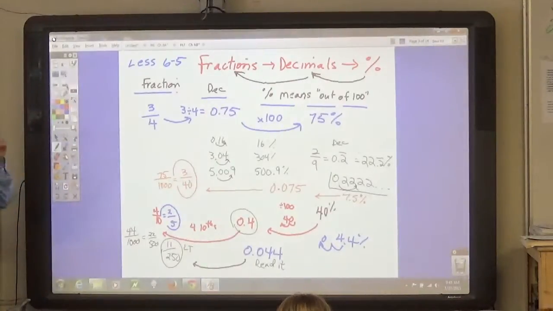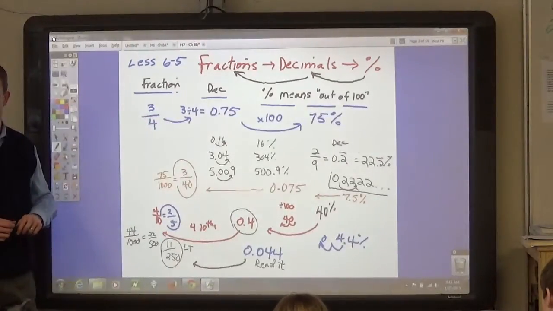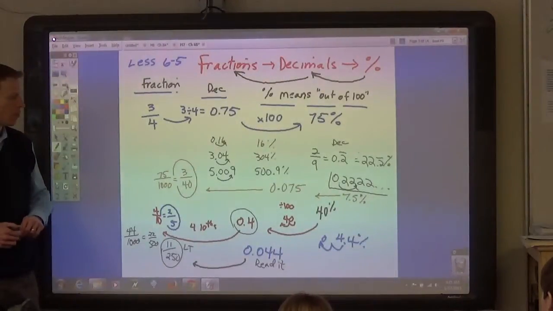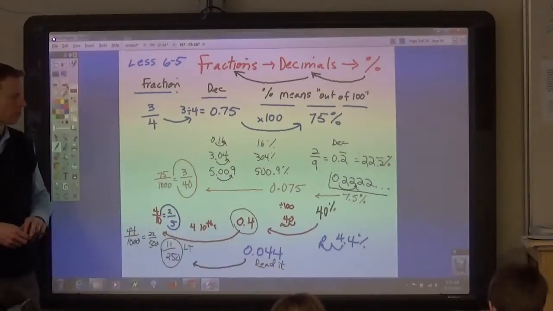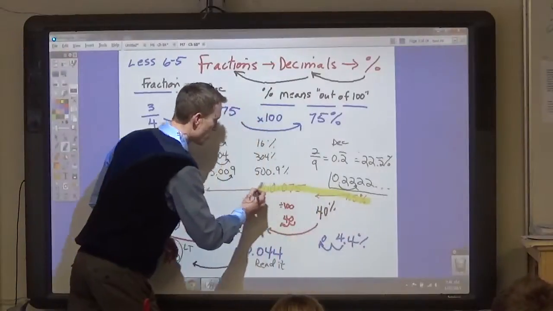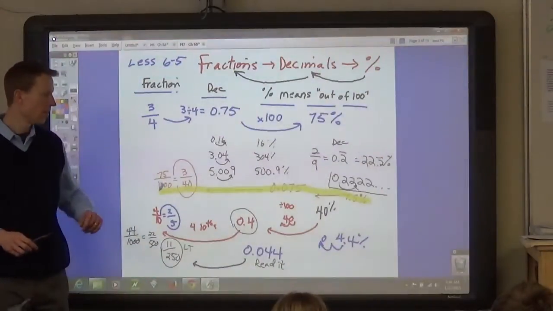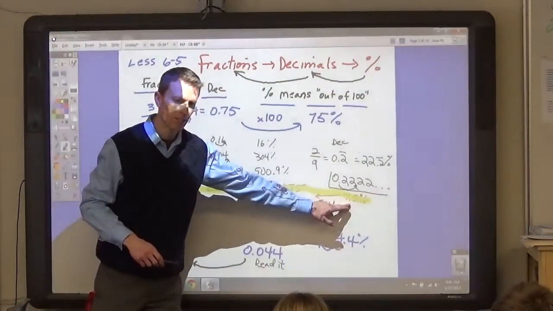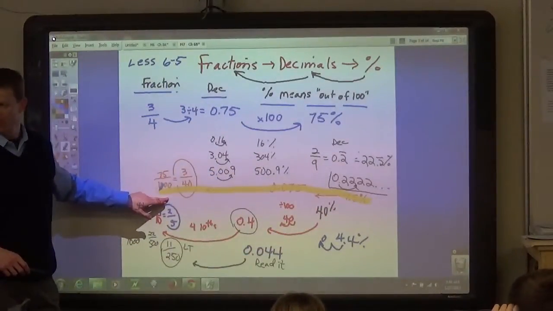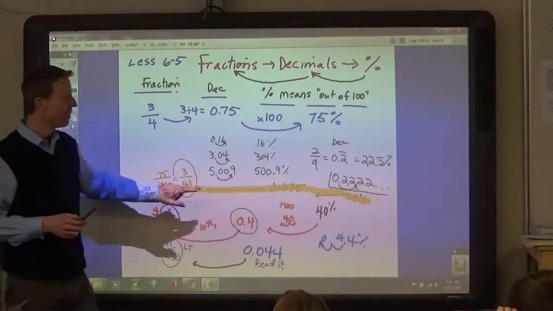Now, what about a decimal to a fraction? Let's take a look at this example. 7.5%. How would we convert that from a percent to a decimal and then to a fraction? So it's 7.5%.